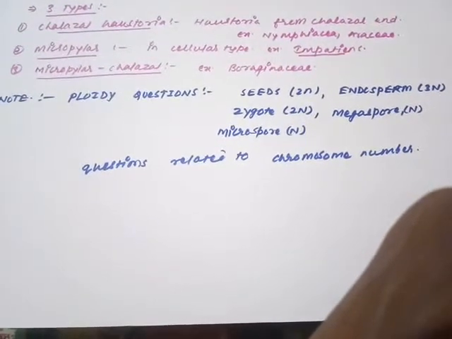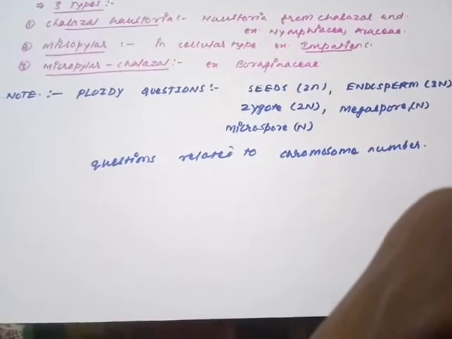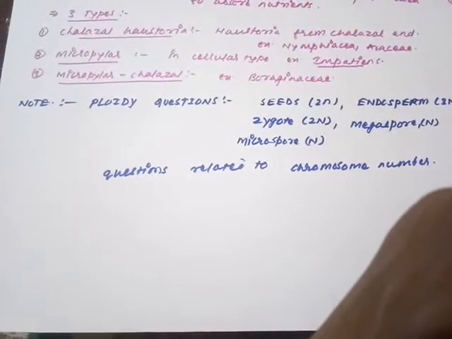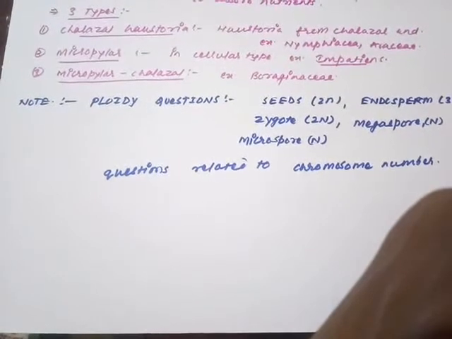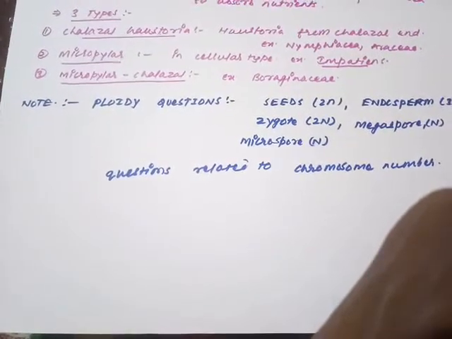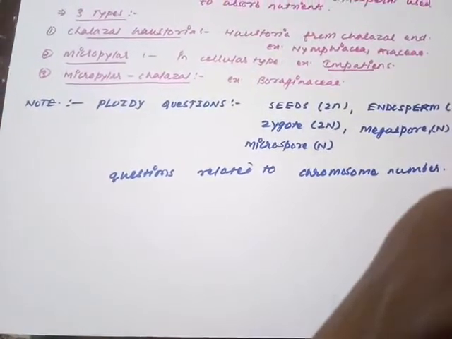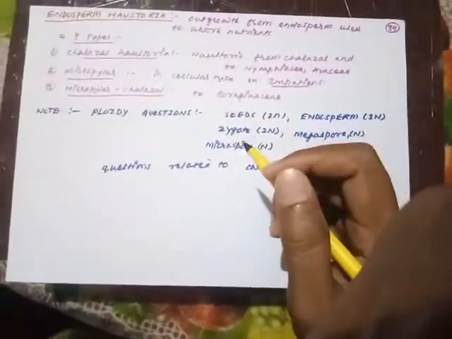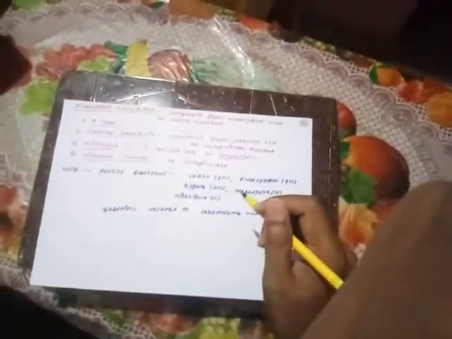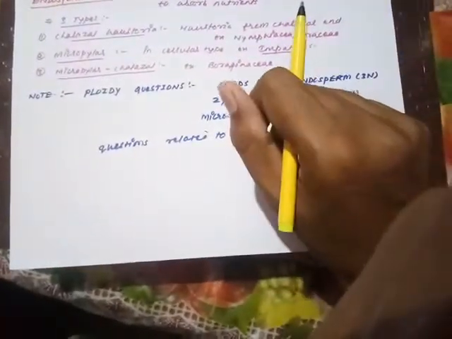Now students, we have completed the concept of the endosperm. Here you have observed that endosperm is a triploid tissue which is used to store and provide the energy for embryonic development, and has three different types: cellular, nuclear, and helobial. These are the basic points you have seen. Now I am going to provide some more things about the concept, and the important thing is this.